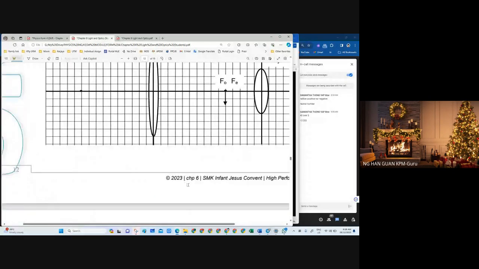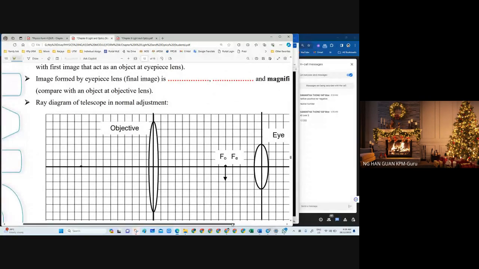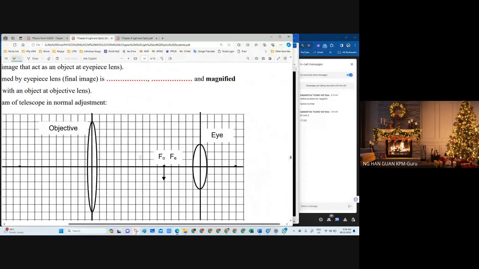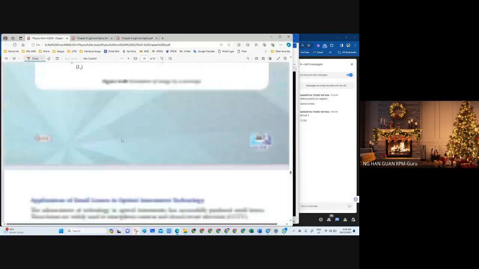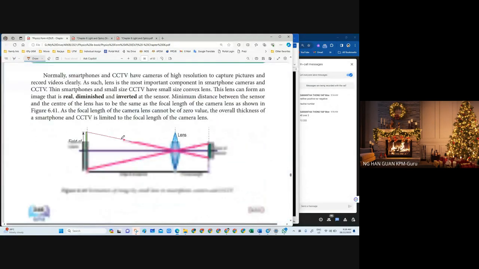Okay, we have two lenses here. So how to draw this? Actually, you just use the first lens, which is the objective lens, to get your first image. Then the first image will become the object for the second lens, which is the eyepiece lens. Right? So try to learn how to draw. If you cannot, then just leave it first until the next class, and I will show you. Okay, so these are the optical instruments.